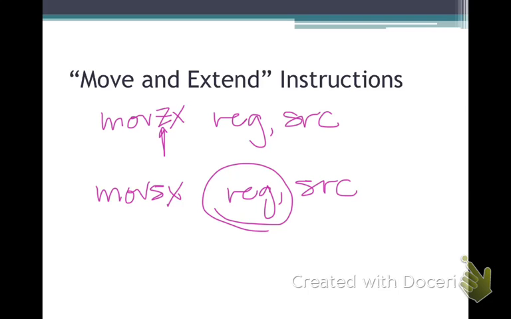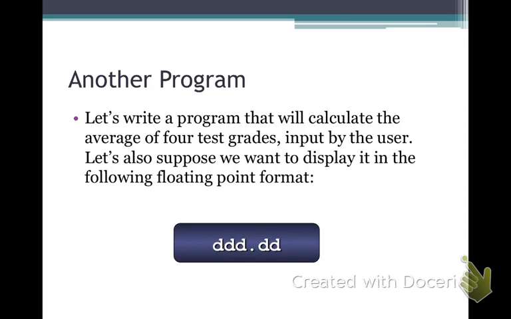All right, we've got a couple of examples that we're going to do, but we're going to do those in class. So, we'll call this the end of Chapter 4.